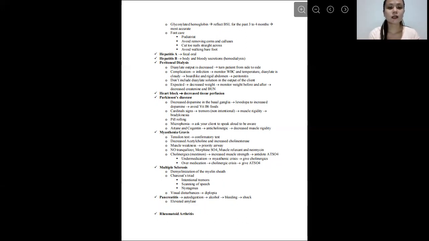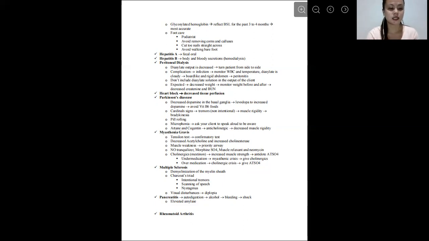So heart block occurs when the signal of our heart is blocked. So the cardiac output decreases because our signal cannot pass through. Tissue perfusion also decreases because it cannot circulate to our peripheral parts, our peripheral system.